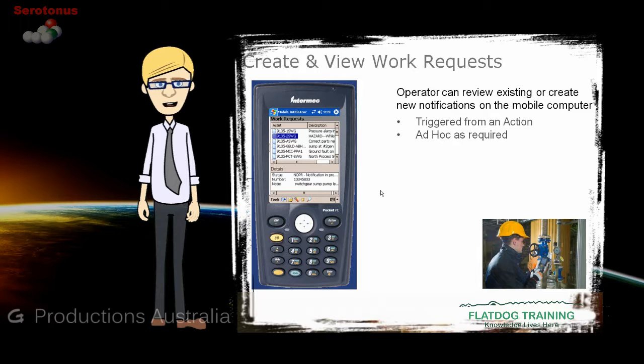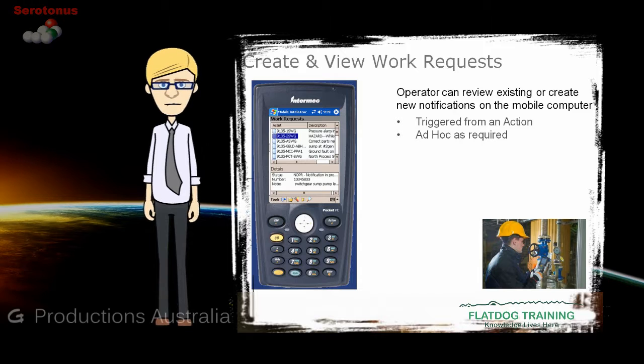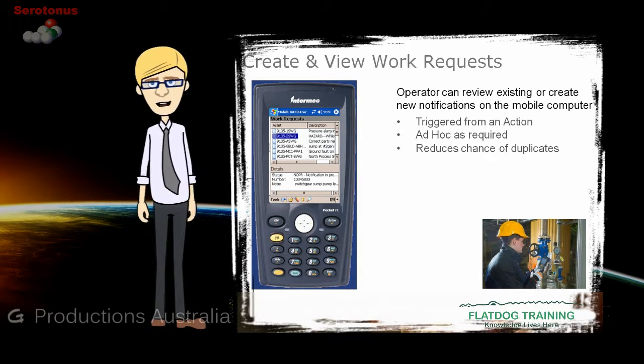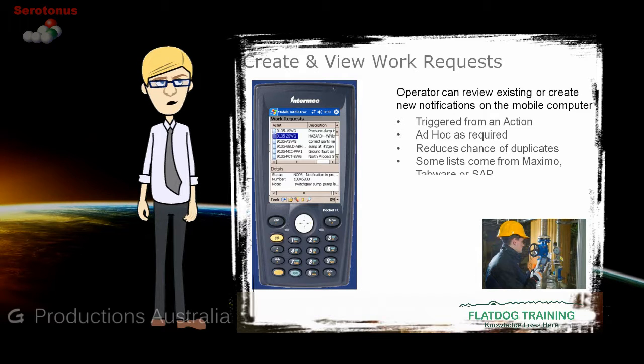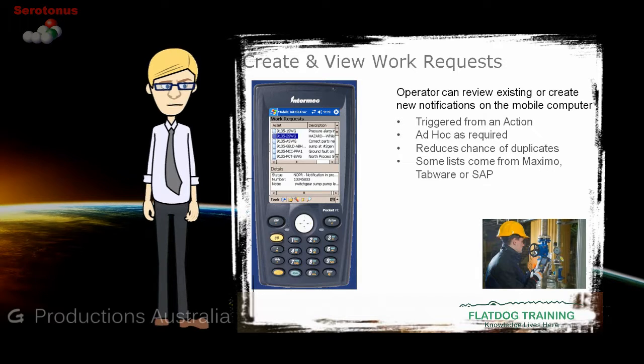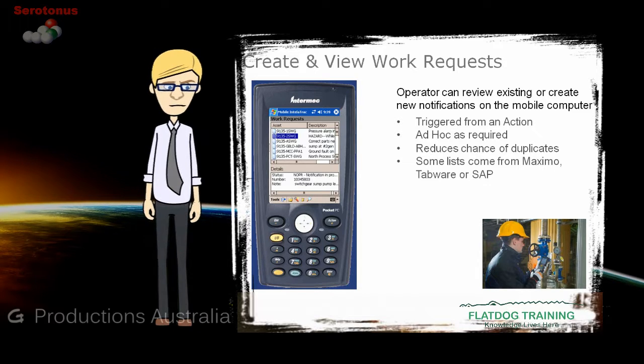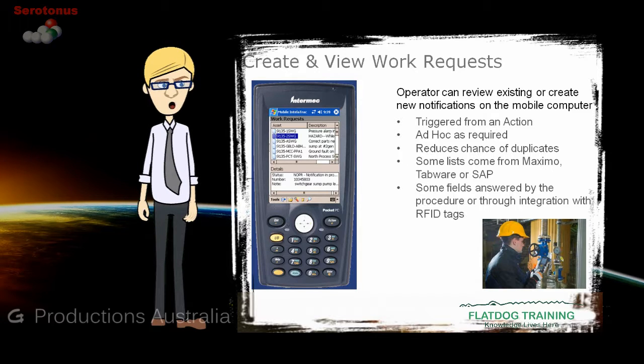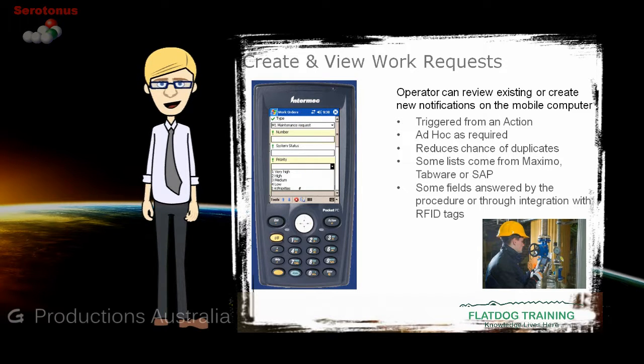In other words, it doesn't have to be an action. I can generate a work order off my system just ad hoc. This reduces chances of duplicate work orders. And some lists come from Maximo, Tablar, or SAP for your work requests. Some fields answered by the procedure or through integration with RFID tags can generate this. And you see the work order display.